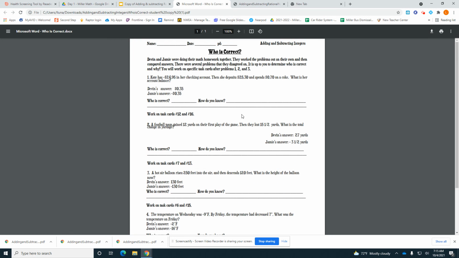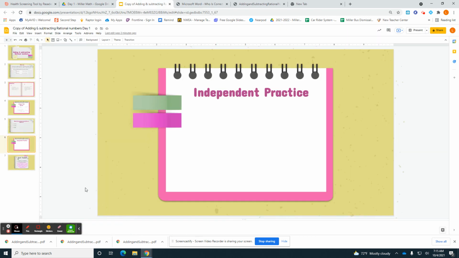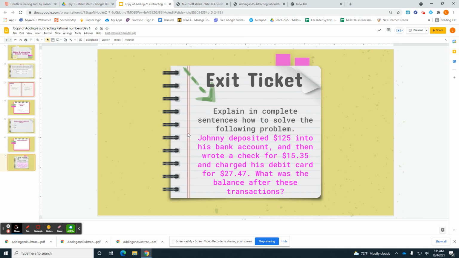If you have any questions, ask your teacher and they will gladly help you out. Have a good rest of your day. Don't forget to answer this exit ticket. You can also answer it on the back of that other sheet. Just at the very bottom, write exit ticket and then write your response to the question, explaining in complete sentences how to solve the following problem. You're going to explain to me how to solve this problem. All right, have a good rest of your day.